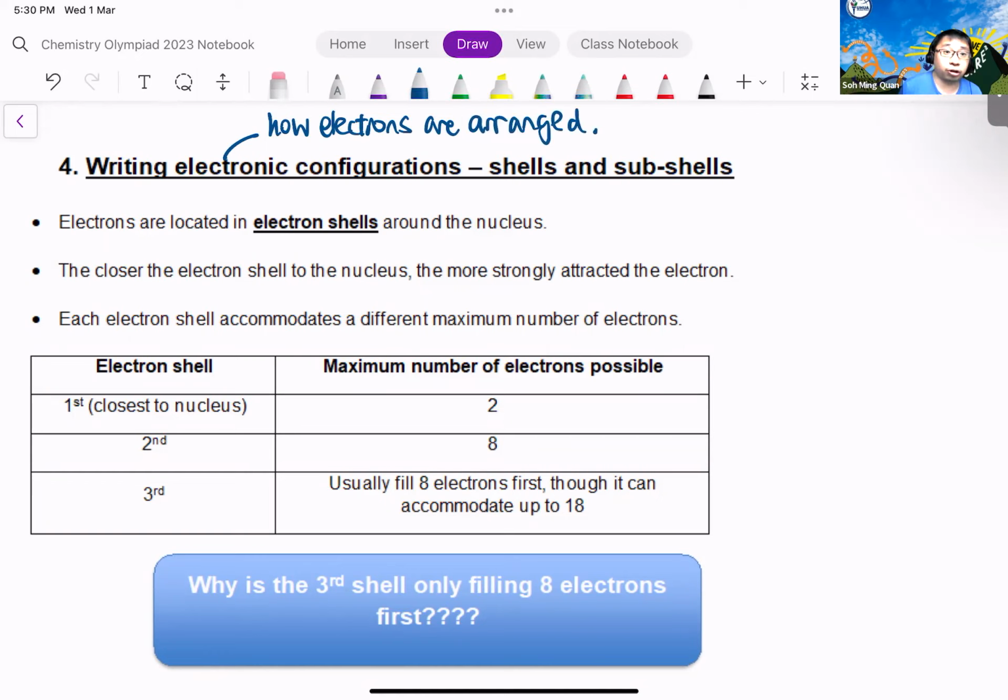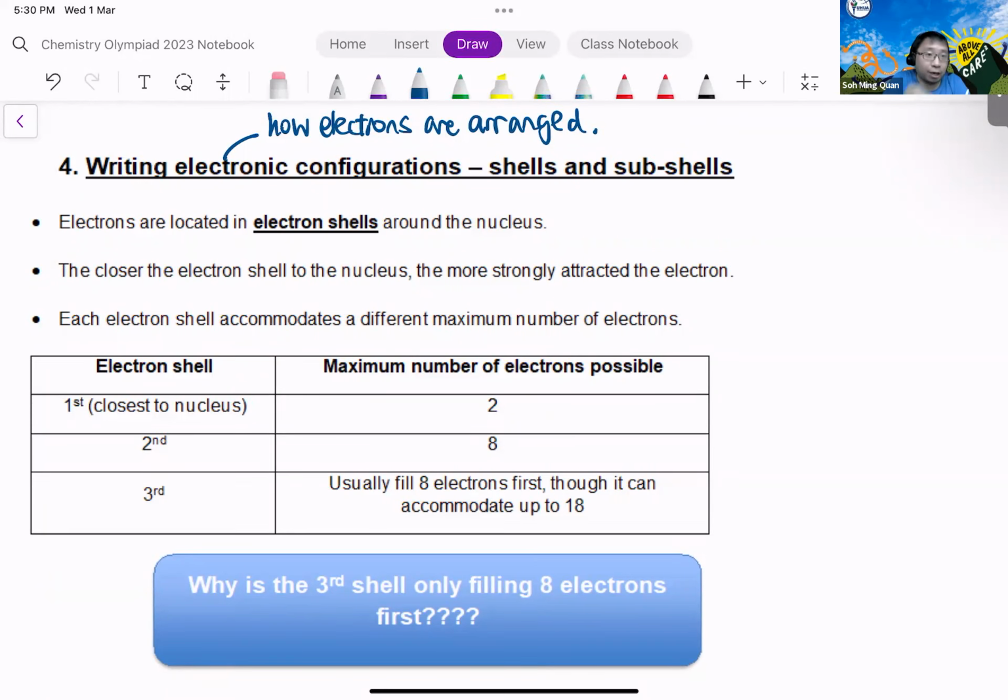So first we need to know electrons are located in the shells, electron shells. The closer the shell is to the nucleus, the more strongly attracted the electron will be. This makes sense. The nucleus contains protons. Protons are positive. They attract the electrons. So if the electron shell is near the nucleus, the attraction is stronger. Okay? Finally, I believe your teachers would have taught you each electron shell accommodates a different maximum number of electrons. It's not random, there are rules to follow.